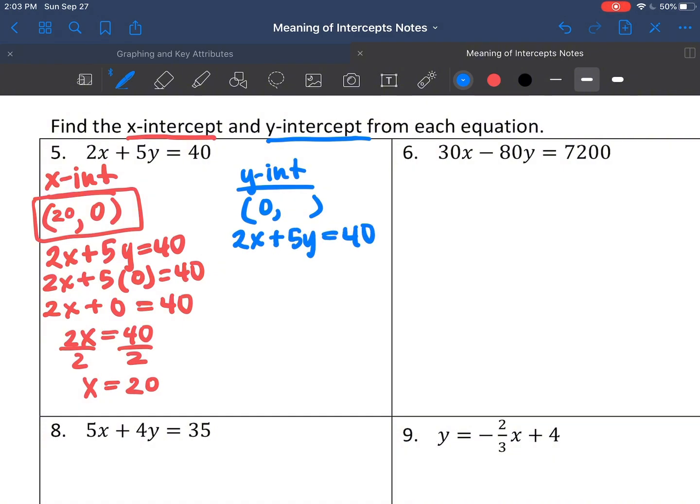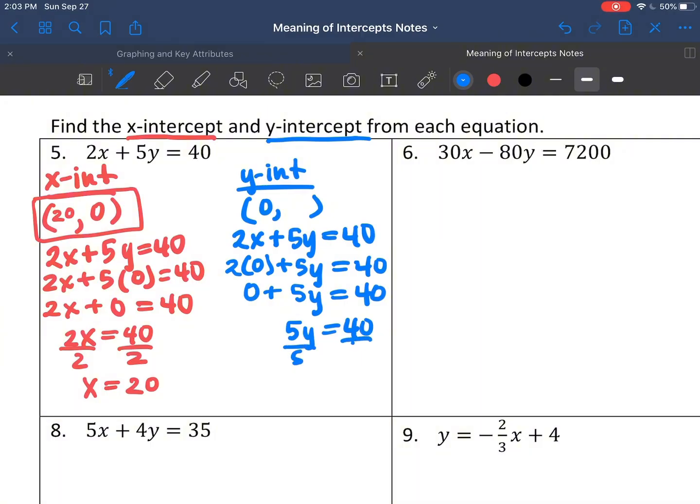So we can take our equation 2x plus 5y equals 40 and substitute 0 for the x this time. So 2 times 0 is just 0, and we don't have to write that 0. We do on the 40. Divide by 5. And so y equals 8. And so our y-intercept is 8.